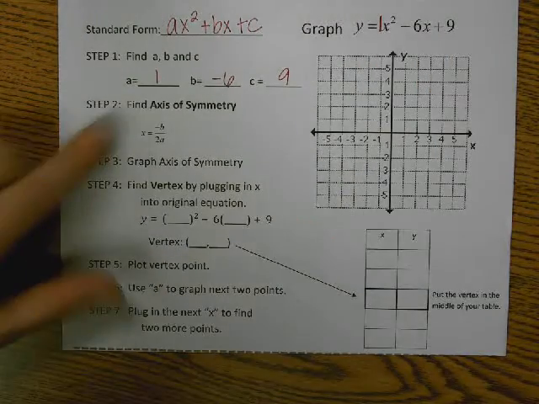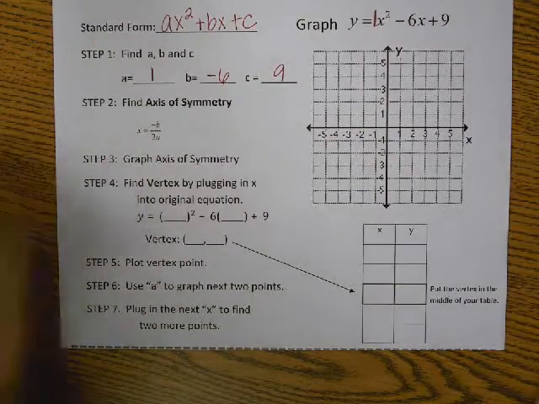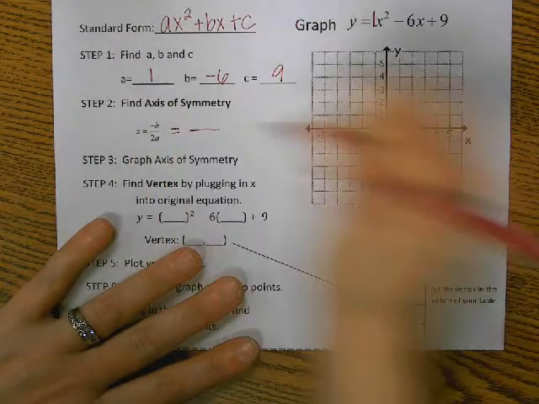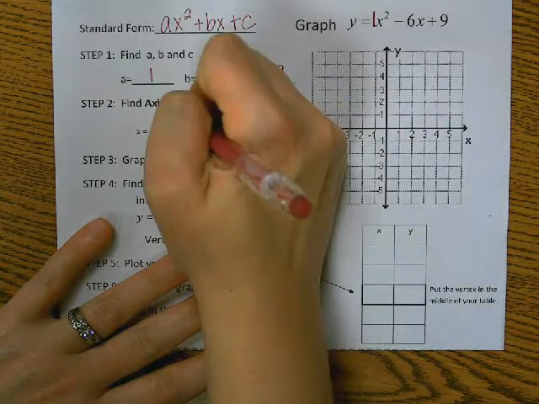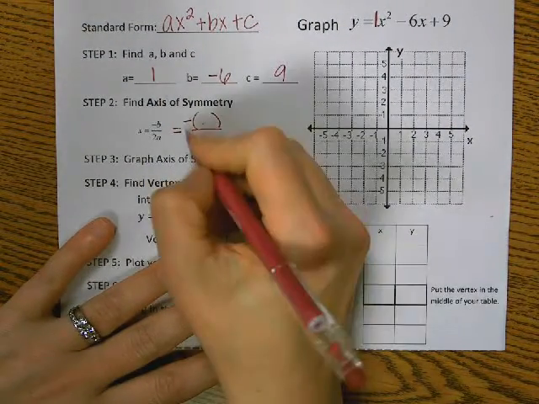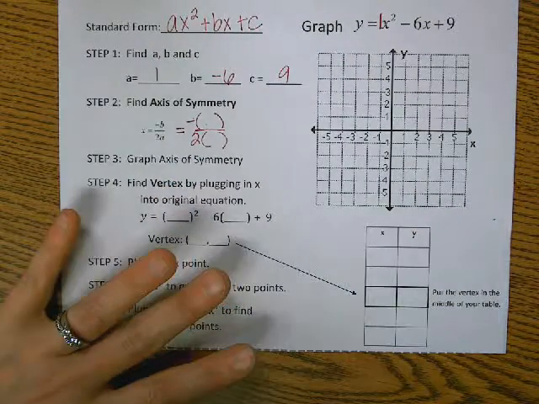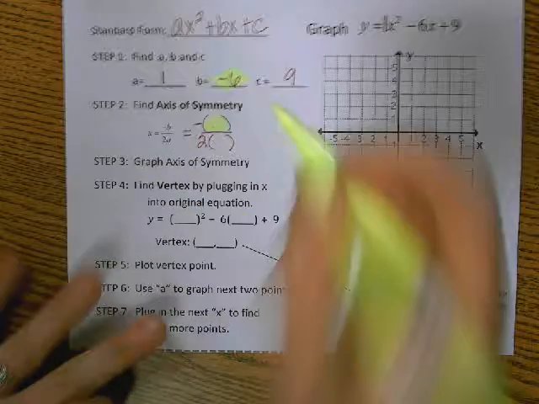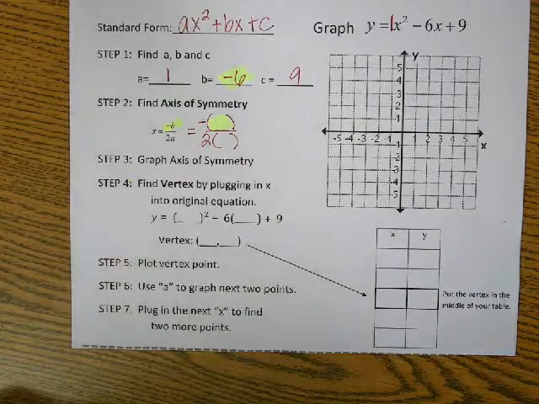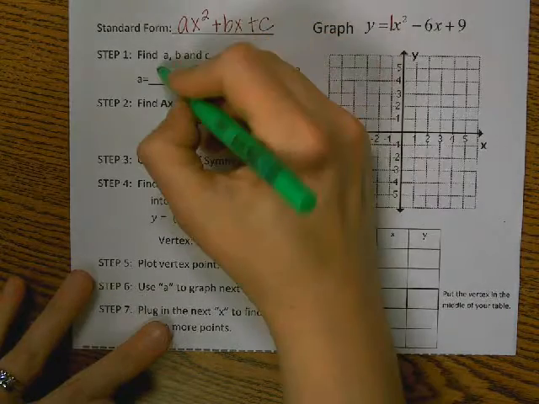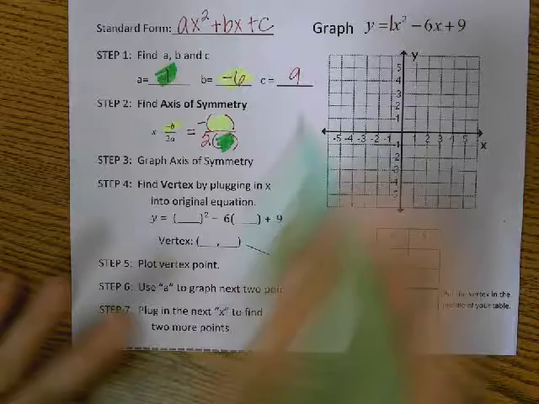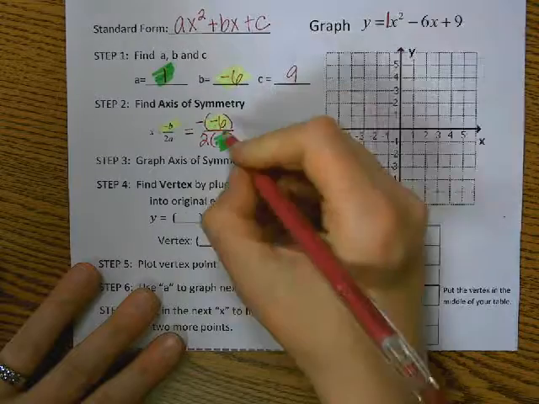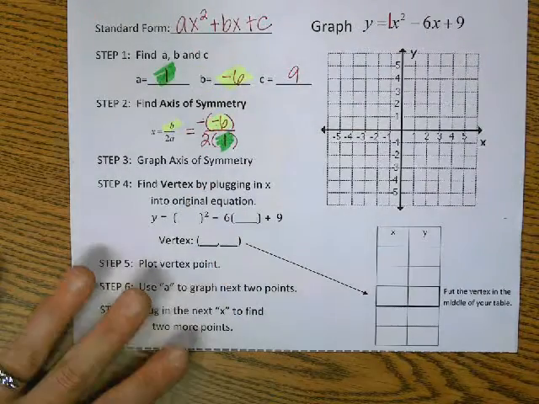Remember the equation for the axis of symmetry is always going to be x equals negative b over 2a. So we're going to say parentheses, negative, parentheses, over 2 parentheses. We're going to say b is negative 6, so that's what goes inside there, and then a is 1. So we say negative b, which is negative 6, over 2 times a, so 2 times 1.